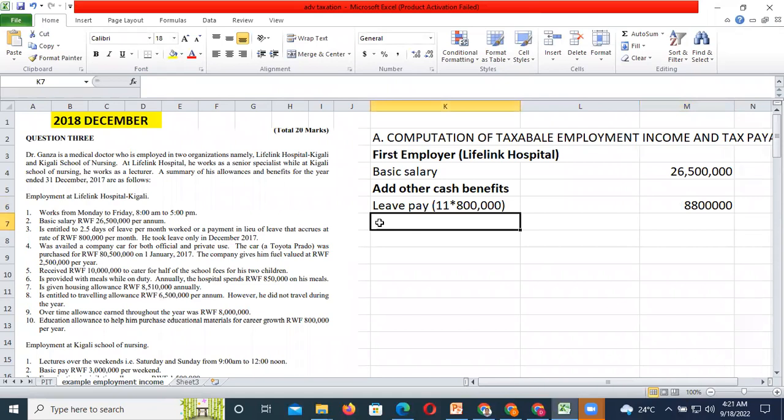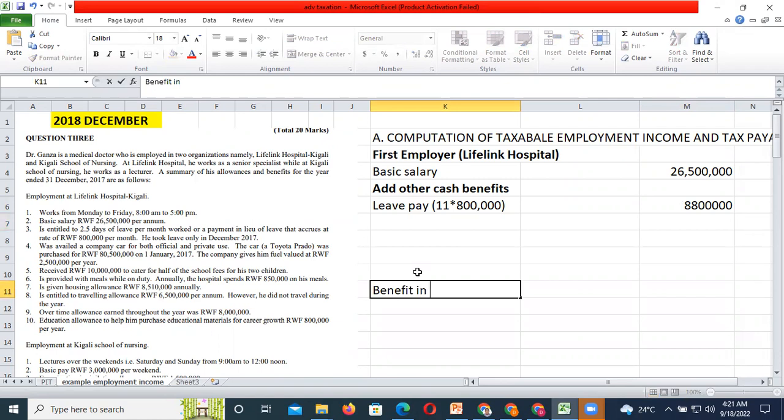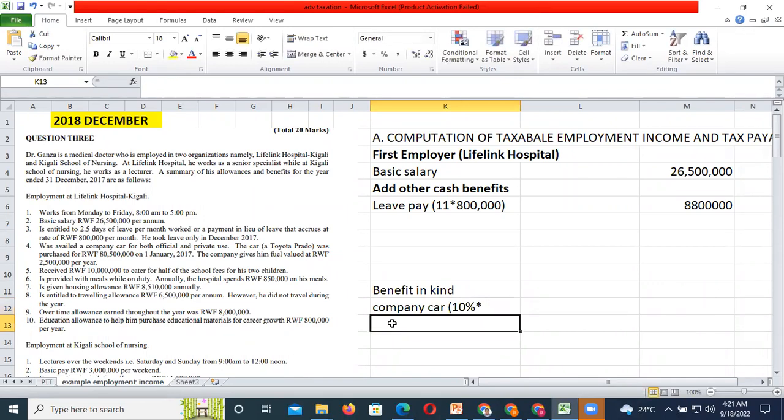Then number 4, this is a benefit in kind. If I'm doing an exam, then I can put a space like here. I say benefit in kind, such that I can be able to capture this car. I have the company car. I'm not going to calculate it because I've not yet got the total cash benefit, so I can just say 10% times, I leave it like that. When I get the total cash benefit, then I can come back and put the figure there. So the value of the car and the fuel are irrelevant to the question because we calculate 10% of the car.